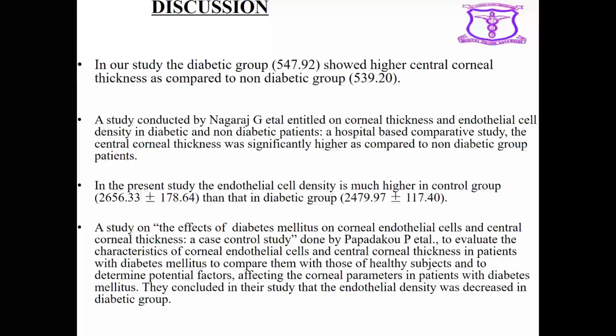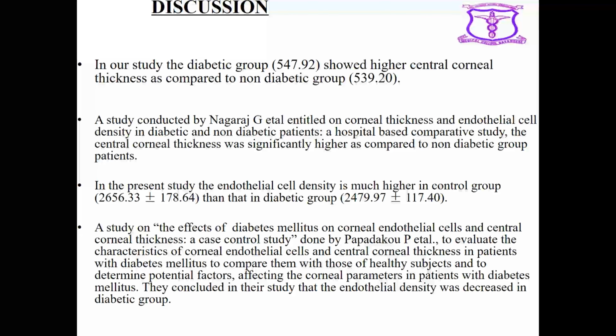A study conducted by Navies et al., entitled corneal thickness and endothelial cell length in diabetic and non-diabetic patients, found that the central corneal thickness was significantly higher as compared to the non-diabetic group. In the present study, the endothelial cell density is much higher in the control group than the diabetic group.